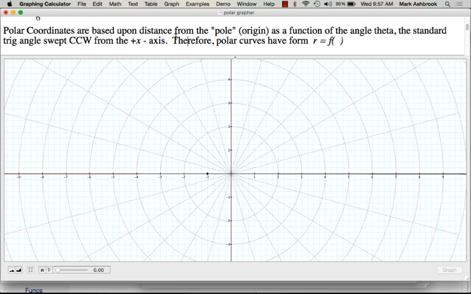Polar coordinates are based on the distance from the pole, which is a new name for the origin. So it's kind of like you're looking down on the top of the Earth at the North Pole, right? And then these are the latitude lines. So imagine you're looking down at the top of the world, and the origin we call the pole. And then, as a function of angle theta, which is our standard trig angle. Okay, our standard trig angle is the angle swept counterclockwise from the positive x-axis.